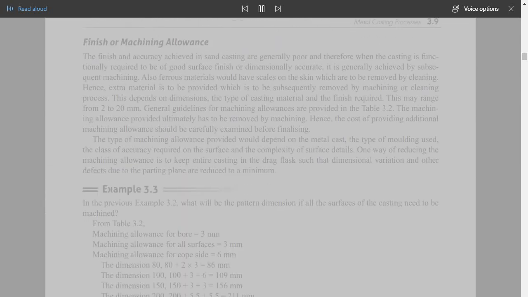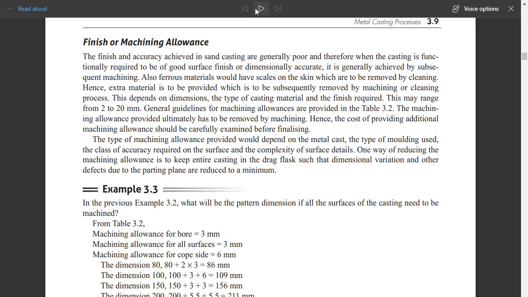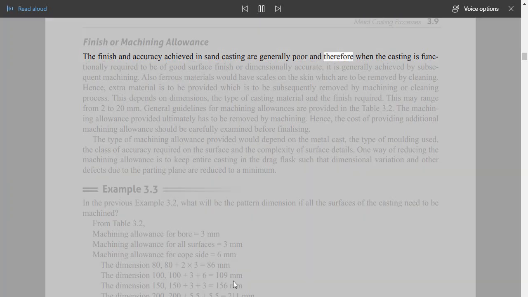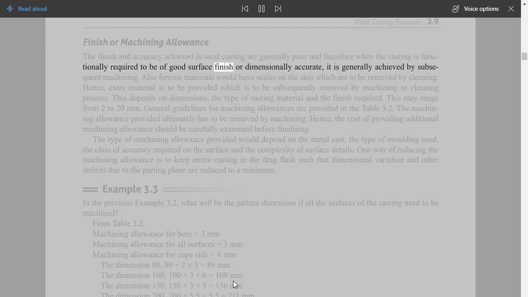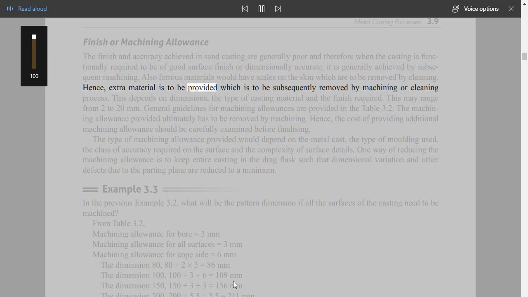Metal casting processes 3.9. Finish or machining allowance. The finish and accuracy achieved in sand casting are generally poor, and therefore, when the casting is functionally required to be of good surface finish or dimensionally accurate, it is generally achieved by subsequent machining. Also, ferrous materials would have scales on the skin which are to be removed by cleaning. Hence, extra material is to be provided which is to be subsequently removed by machining or cleaning process.